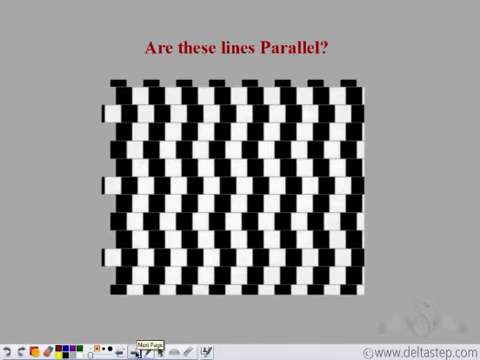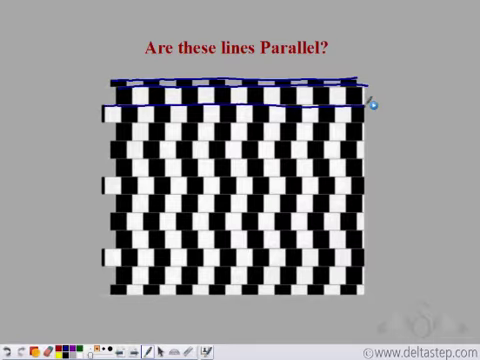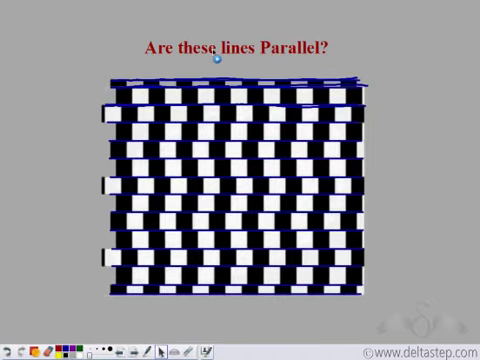So can you tell me, are these lines parallel or not? Well, they do not appear to be parallel. Let us draw these lines. Let us draw lines here. So I draw lines. In this way, we draw lines all over. So we can see these lines.